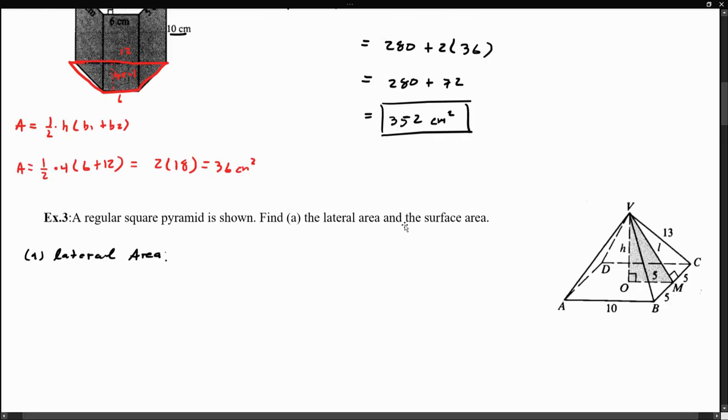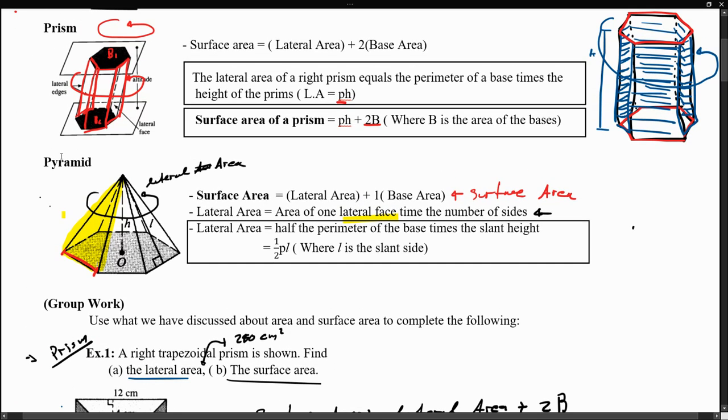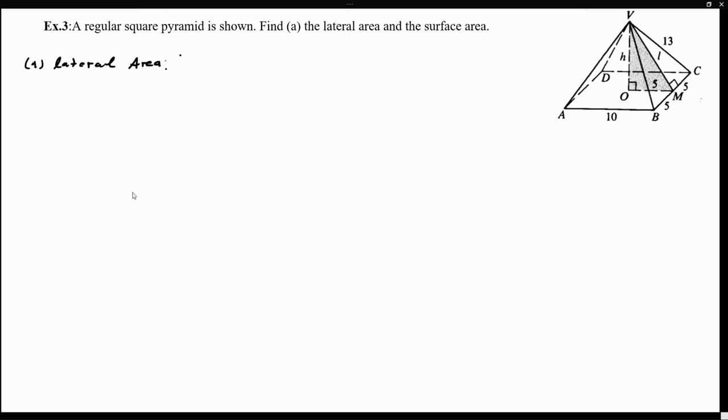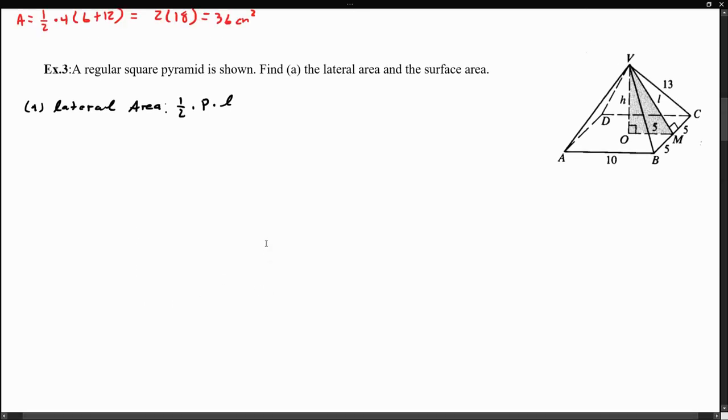Well, recall that we said that, at least for a pyramid, the lateral area is equivalent to 1/2 times the perimeter times the lateral height. So now, let's see if we can find that information.